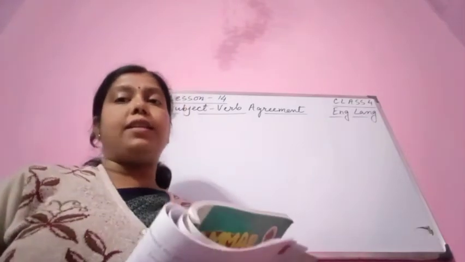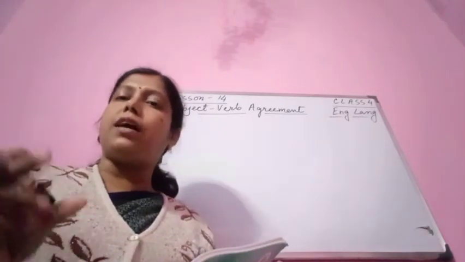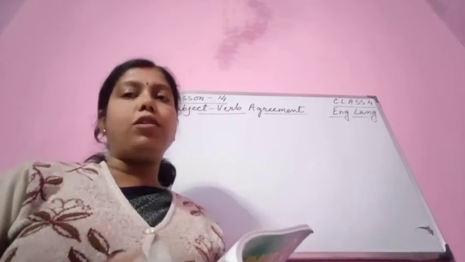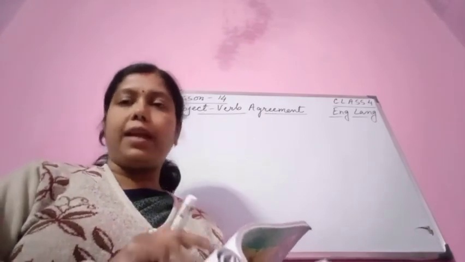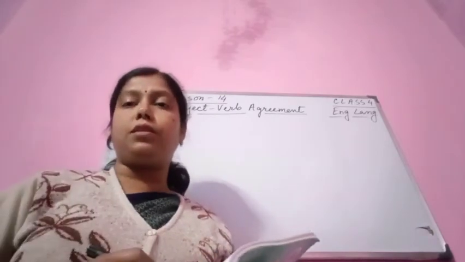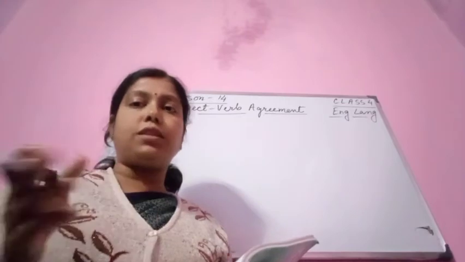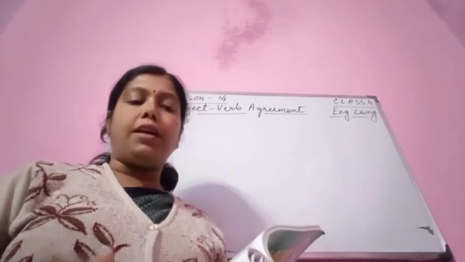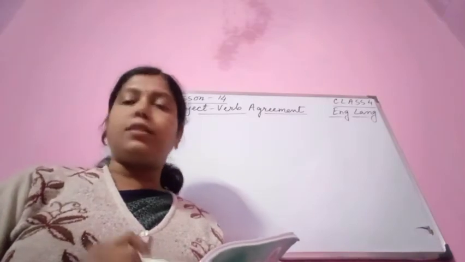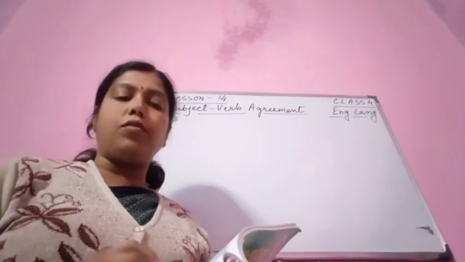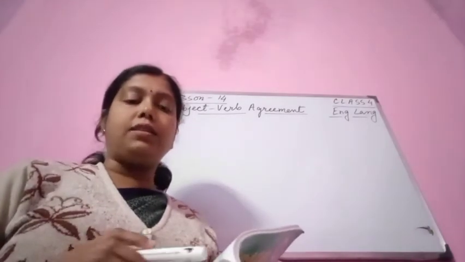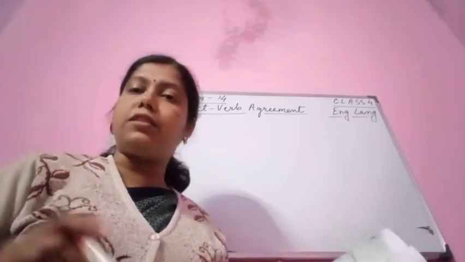Which one is correct? The sun is very big, because the subject here, the sun, is singular. So the verb will also be singular. Is is the helping verb here. You have studied helping verbs and question words in the previous lesson. The sun is singular, so the verb is also singular. The sun is very big. So this is the correct statement.